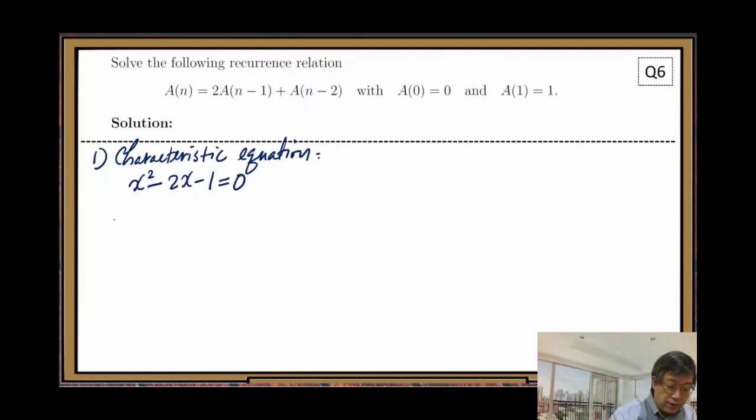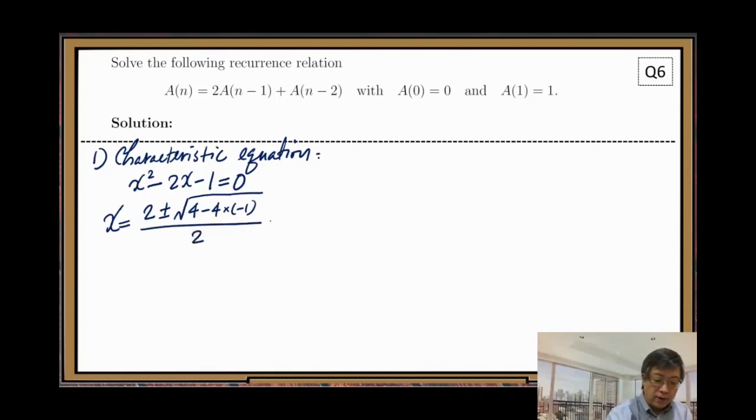Second, you use the quadratic formula to calculate the 2 roots. Negative b, so that's 2, plus minus the square root of b squared, that's 4, minus 4 times negative 1, over 2a. So let's simplify it: 1 plus minus root 2. All right, that's step 1.